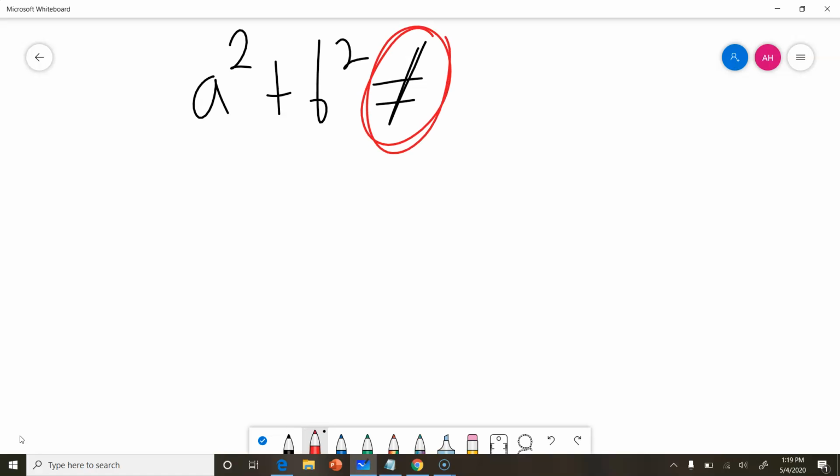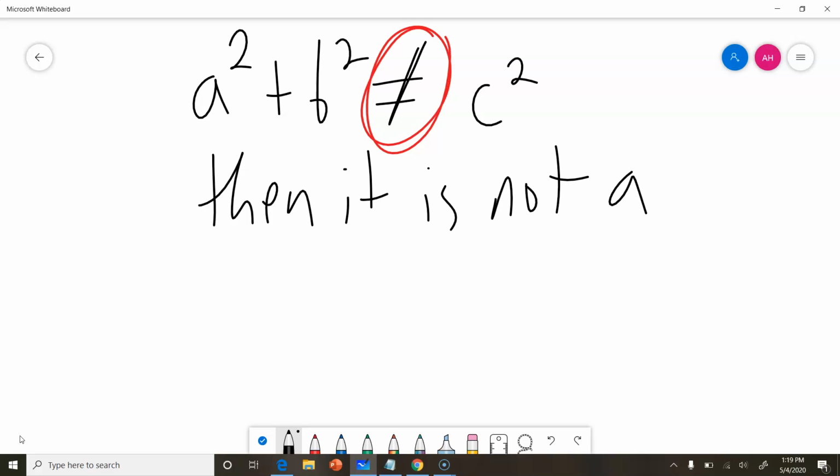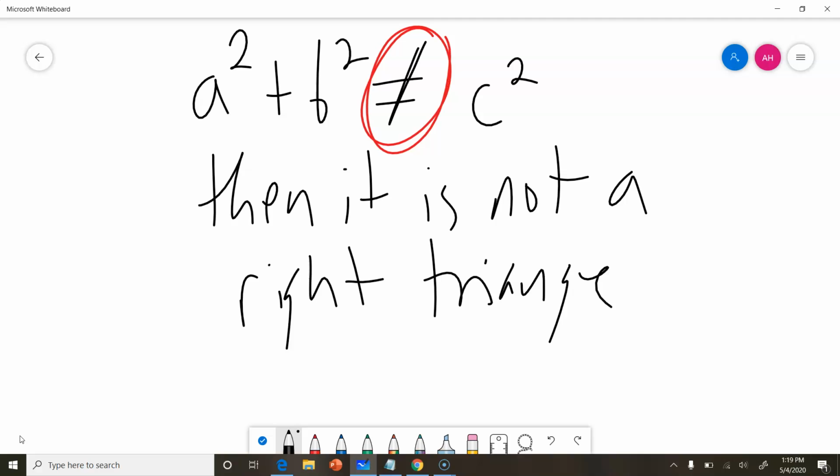So now, where the lesson gets a little more interesting, just for fun, is this is also true if a squared plus b squared does not equal c squared, okay, I'm going to circle this because it's very important. If it does not equal c squared, then it is not a right triangle. Okay, if they don't equal, then it's not a right triangle. Need an L there, huh? Okay, we'll show a few of these and then we'll jump into our homework.